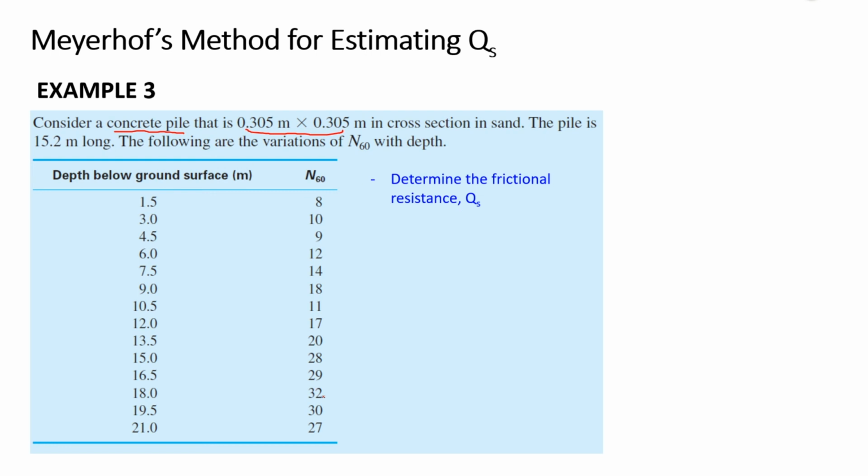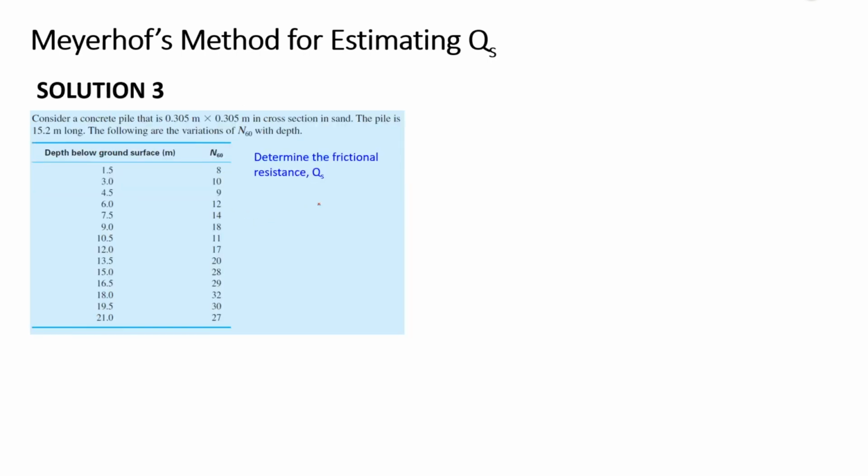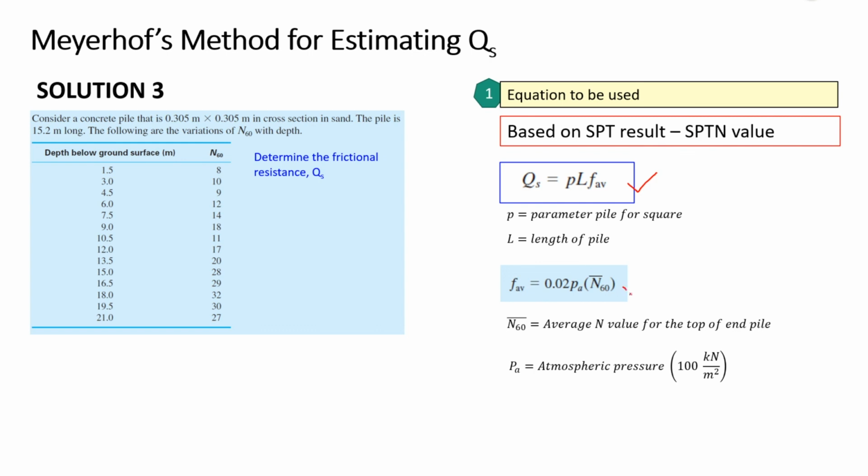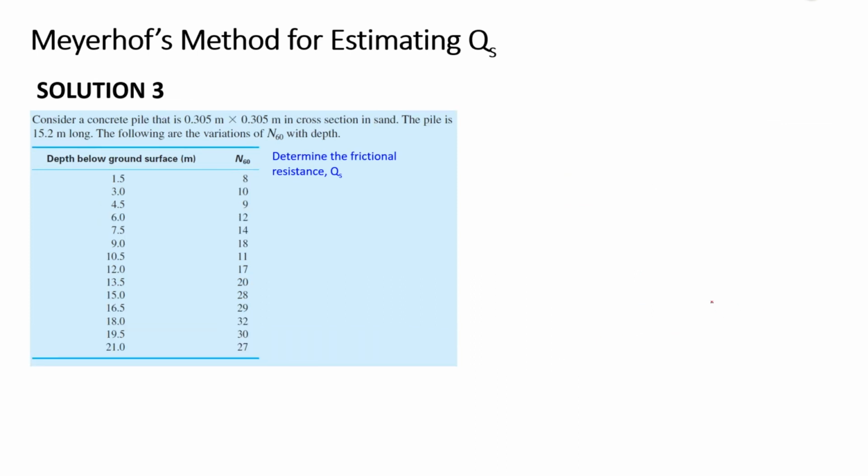So we have the series of N values, and we need to determine the frictional resistance QS, with a pile length of 15.2 meter. For this step, which equation do we need to use? Since this is a high displacement driven pile, we use the general equation based on SPT, but the friction here is 0.02 PA times the average N value. PA is the atmospheric pressure, and N60 here is the average N value for the top of the pile.